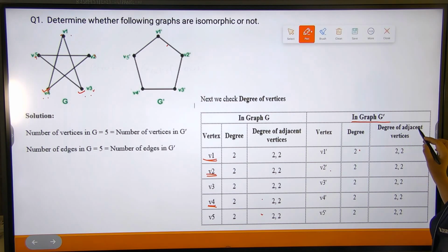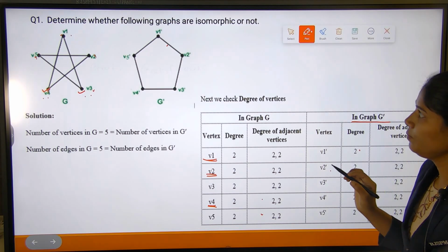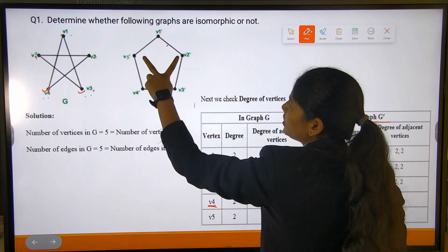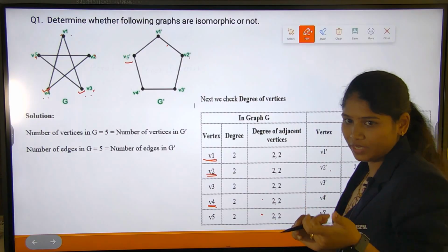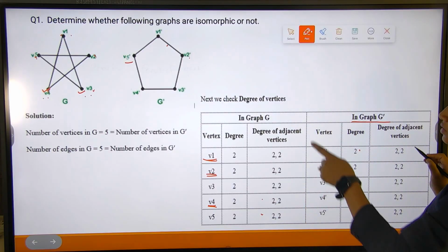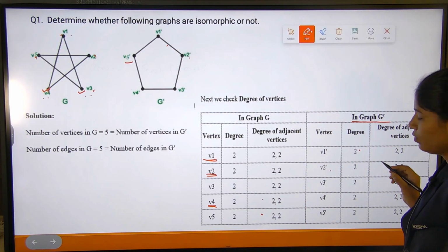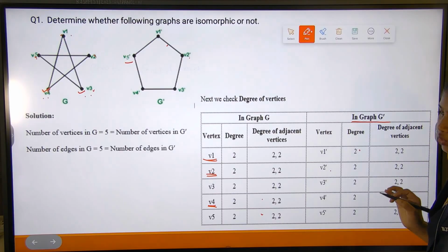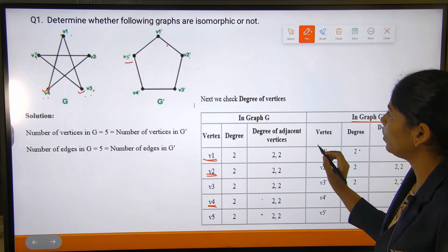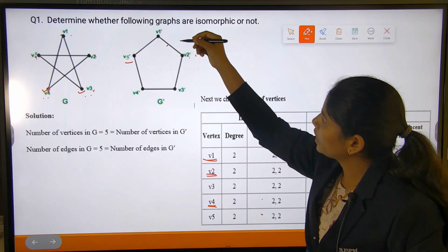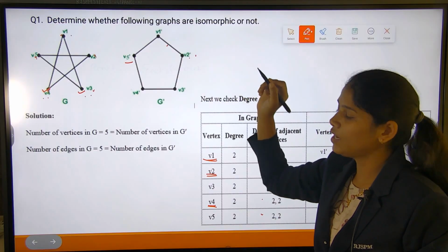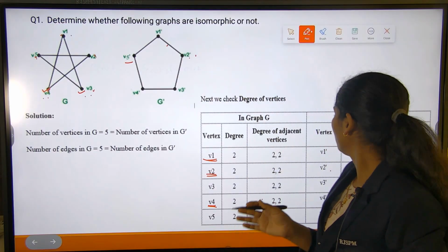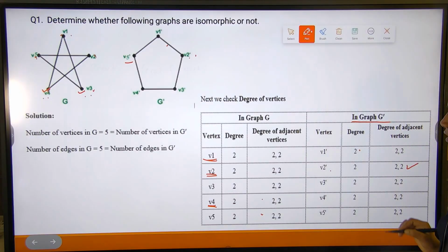After that, the degree of adjacent vertices. For V1 dash, there are 2 adjacent vertices, V2 dash and V5 dash. Find out their degree and write it down here. Both have degree 2, so write 2, 2. Next for V2 dash, there are 2 adjacent vertices, V1 dash and V3 dash, both having degree 2. So write here 2, 2.